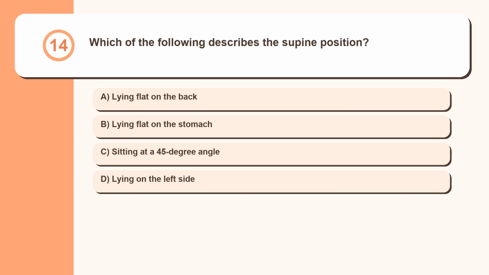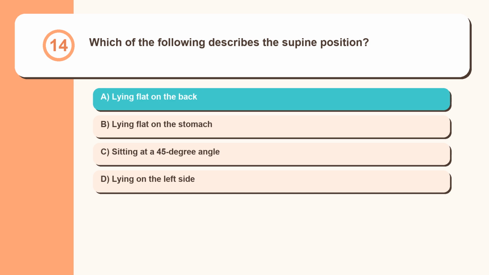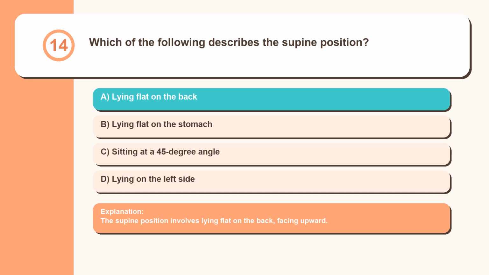Question 14. Which of the following describes the supine position? Lying flat on the back, lying flat on the stomach, sitting at a 45-degree angle, lying on the left side. The supine position involves lying flat on the back, facing upward.